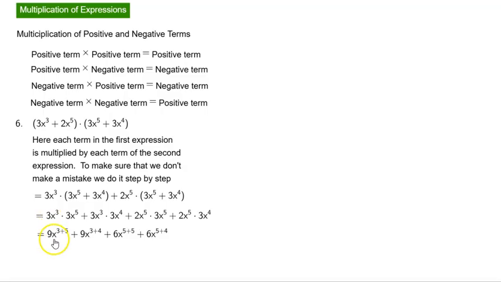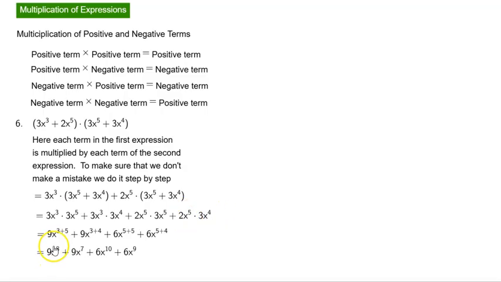Now 3 times 3 is 9, x to the power of 3 plus 5, plus 3 times 3 is 9, x to the power of 3 plus 4, plus 3 times 2 is 6, x to the power of 5 plus 5, plus 3 times 2 is 6 times x to the power of 5 plus 4.